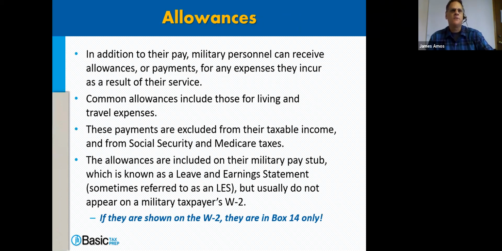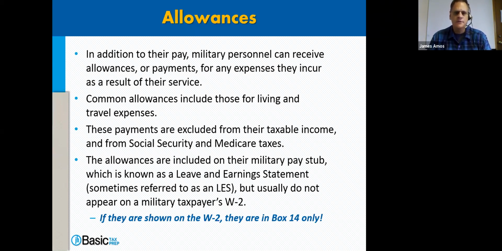So let's talk about allowances that some military people get. This is in addition to their pay, and they can receive an allowance or a reimbursement for expenses that they incur as a result of their service. These can be for like traveling. When I was in the military and I had to travel different places, I actually got a travel expense. They called it a stipend, but it was a travel expense. Some people get a living expense because they have to live somewhere and there's no housing provided for them, so they're given X number of dollars to use to provide their own housing.